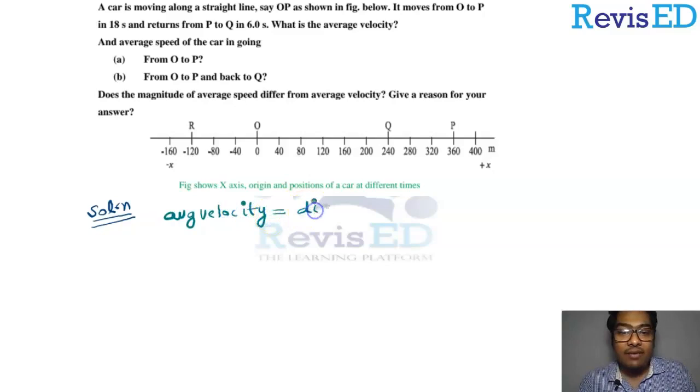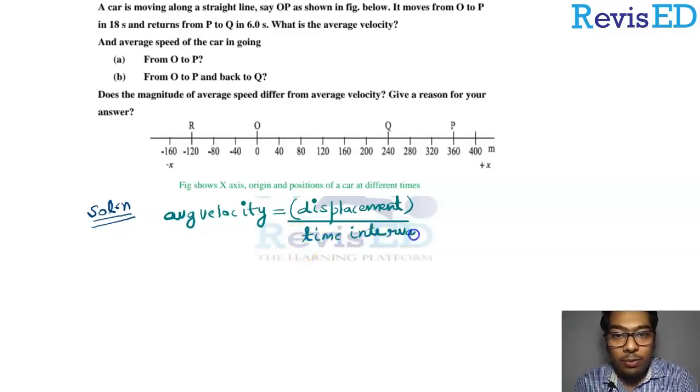So let us write the average velocity. Average velocity is nothing but displacement by time interval, or time taken, right? So from O to P we need to find it. The coordinate of O is 0 and the coordinate of P is 360, right? So let us write V bar, which will represent our average velocity.